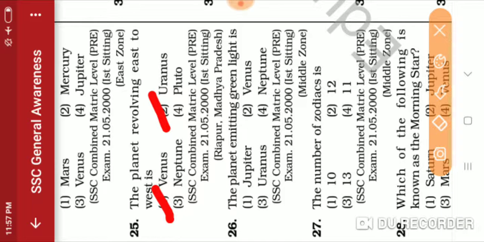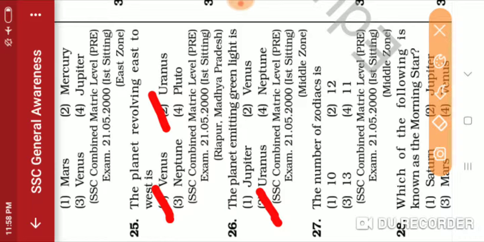Next question is the planet emitting green light. Which planet is that, only emitting the green light? So the answer is Uranus. Green light, Uranus. Always remember. Green is due to the methane presence, the highest amount of methane present. Green.